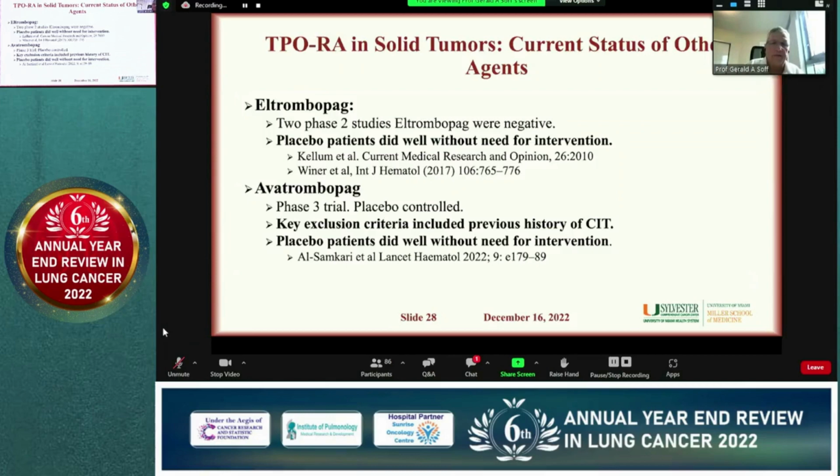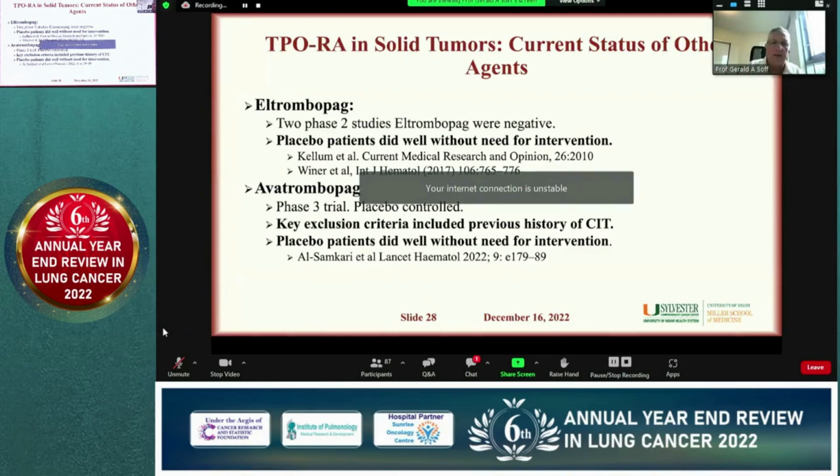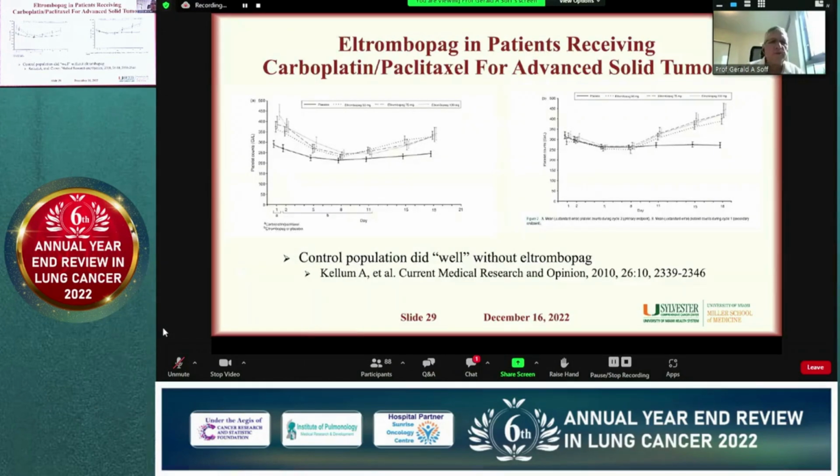These studies were negative for benefit. I think they had some design issues. This one was from Kellerman in 2010. It was Romiplostim versus placebo in patients receiving carboplatin paclitaxel for advanced solid tumors. So these were patients who had not already experienced cytopenia.